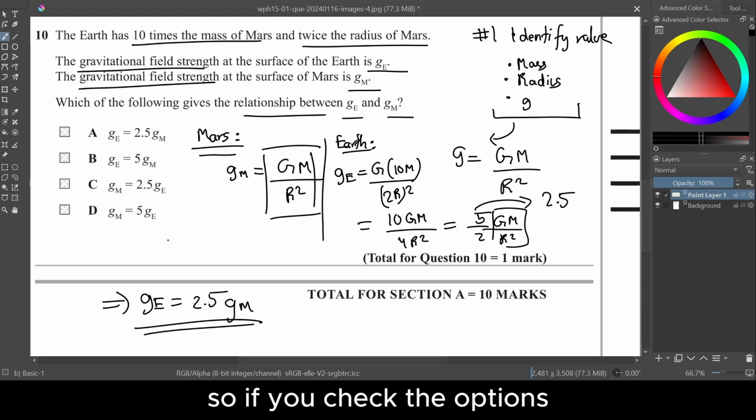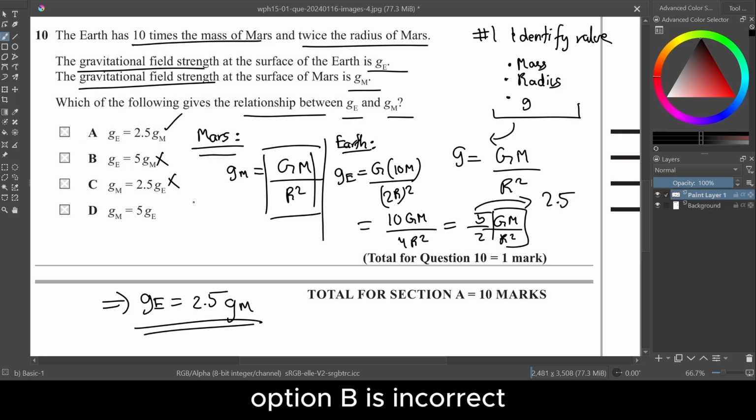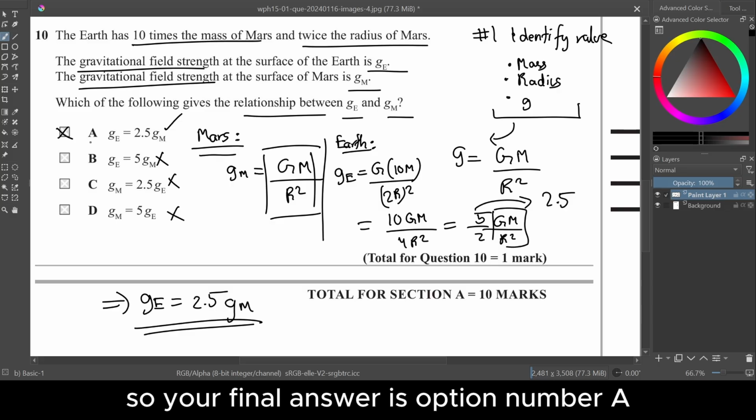So if you check the options, I can see that option A is correct, option B is incorrect, C and D are both incorrect as well. So your final answer is option number A.